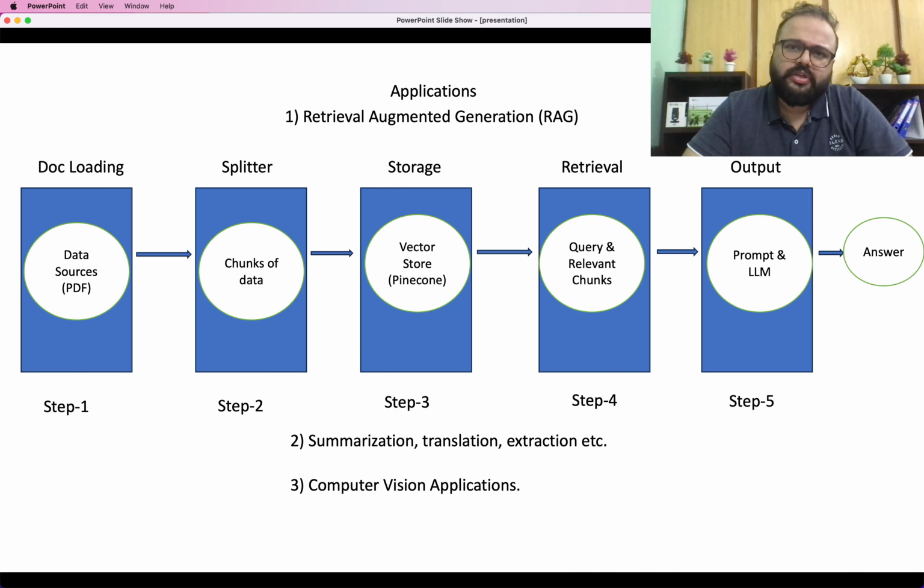The next step is that those chunks are made into embeddings and then stored into the vector database. So this is the next step. The most important type of database again nowadays is Pinecone. We use that.